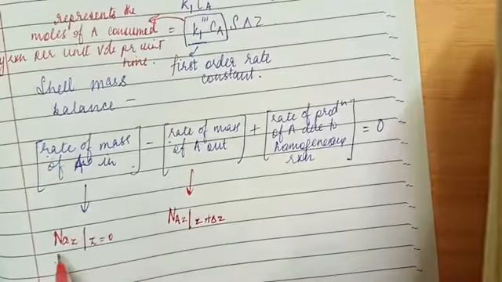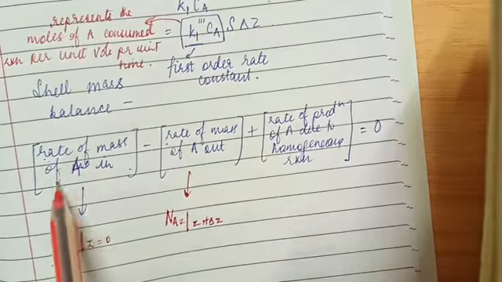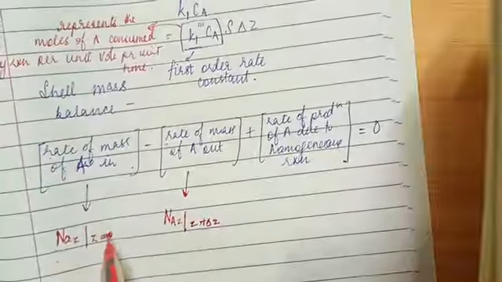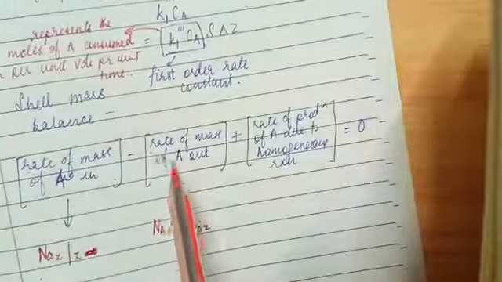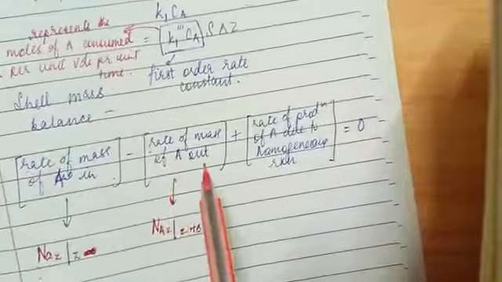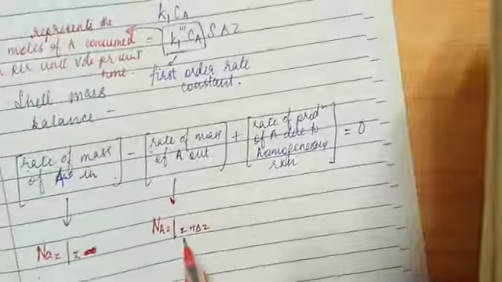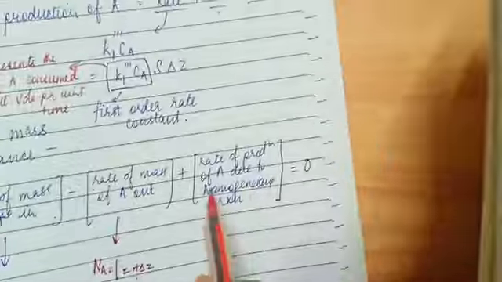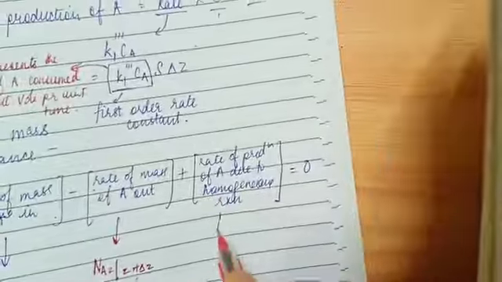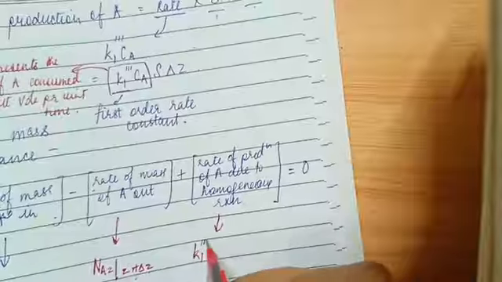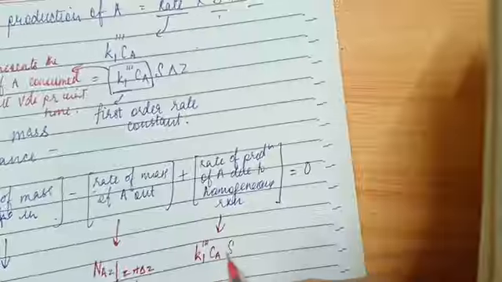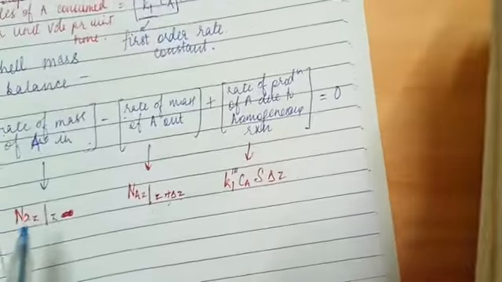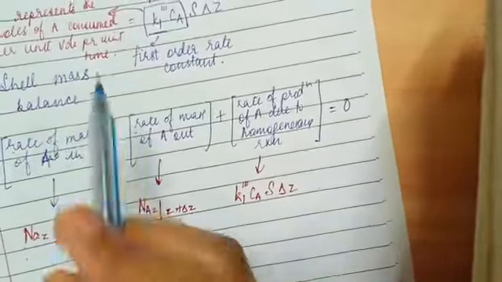A correction to be made. This NAZ, that is the rate of mass of A in the system, is at Z, not at Z equal to 0. So the rate of mass of A out is NAZ at Z equal to Z plus delta Z, and the rate of production of A due to the homogeneous reaction can be written as K1 triple prime CA into S into delta Z. Now we put all the three terms into the shell mass balance.